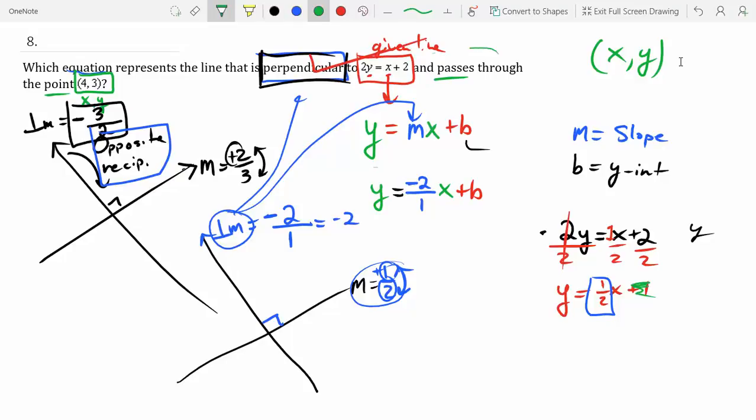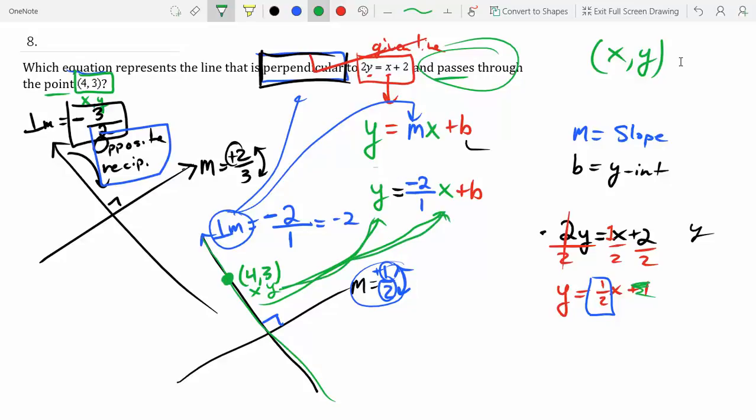Now I need to handle this perpendicular line. It can't go through any point. It's gotta, like this line, when I'm figuring it out, it's gotta pass through the point 4, 3. Right? That line's gotta be on it. So this x needs to be in my equation, and this y, it needs to belong to the line. It needs to be on the line. It needs to be possessed by the equation.